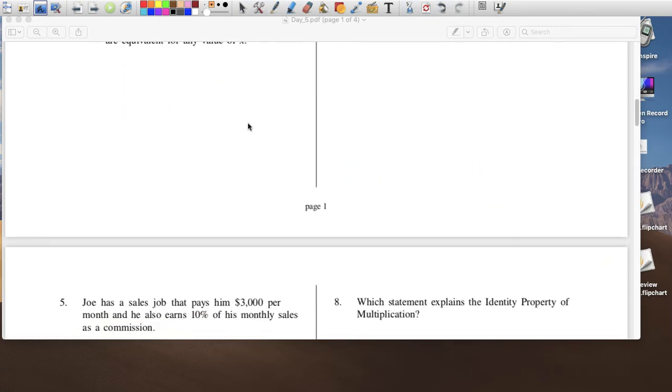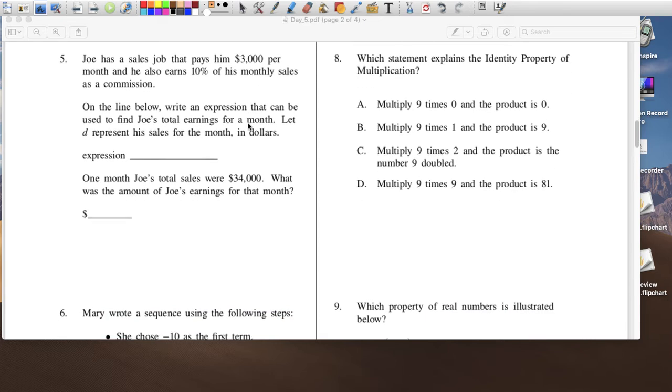Number 5. Joe has a sale that pays him $3,000 per month, and he also earns commission. So he's going to make $3,000 guaranteed, plus we want to write an expression that represents how much he earns per month, plus 10%, or 0.10, right? Times however he sells, because he gets commission. So times D, which represents the sale.